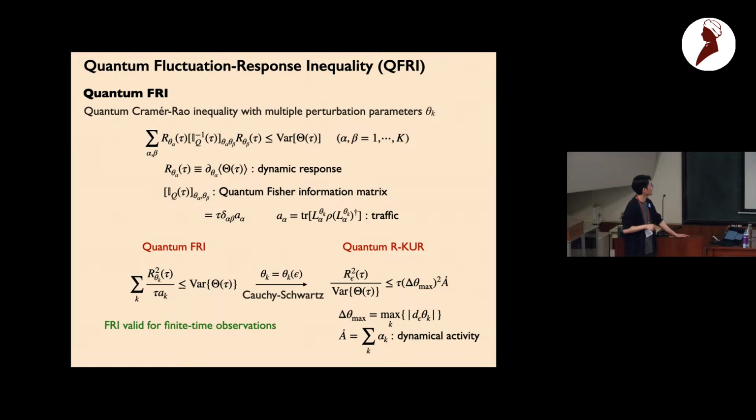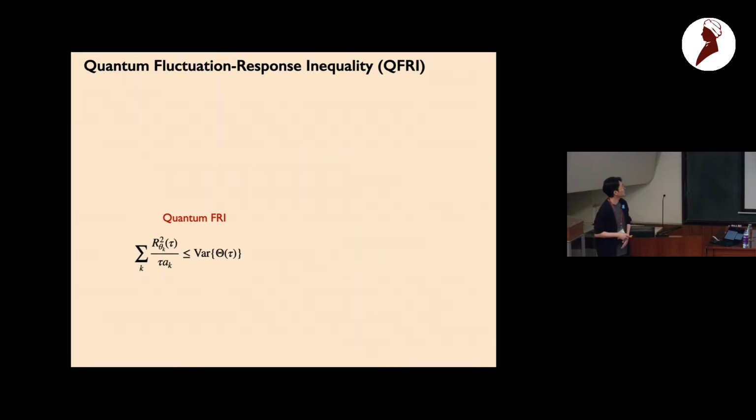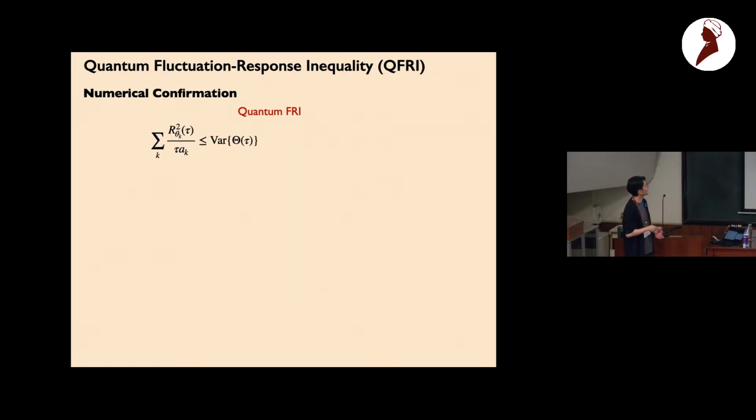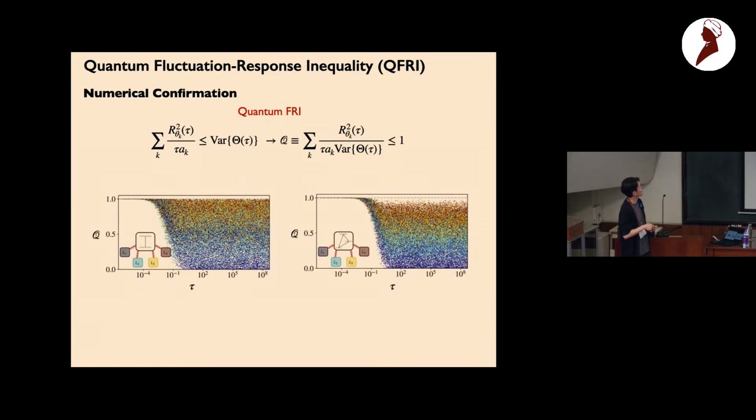quantum FRI, by using the Cauchy-Schwarz inequality, we can derive this quantum RKUR. And then we can numerically check this inequality by defining this Q factor. We numerically test this quantum FRI for various models: 2-state model, 3-state model, and the number of jump operators 1, 2, 3, 4, something like that, for various models. So you see that all the data points are well below this bound 1.